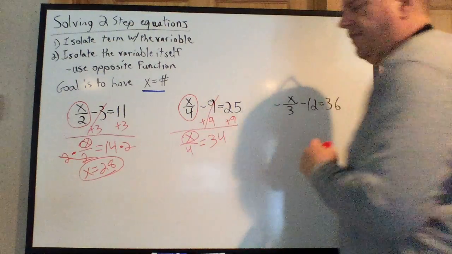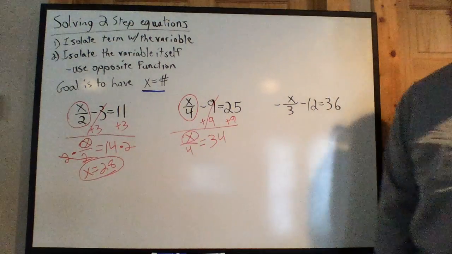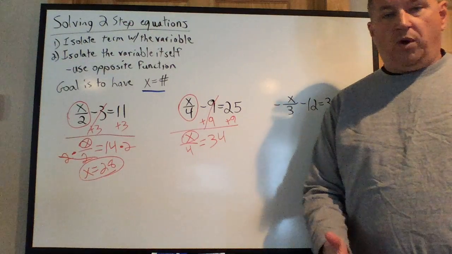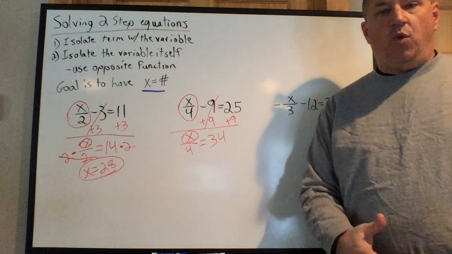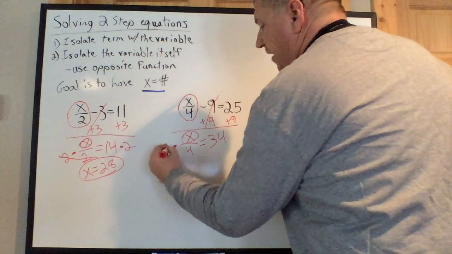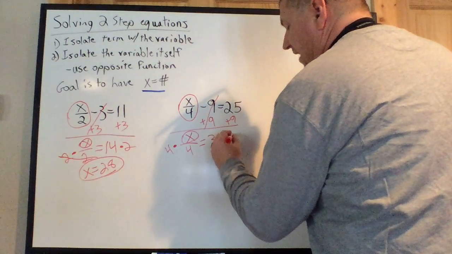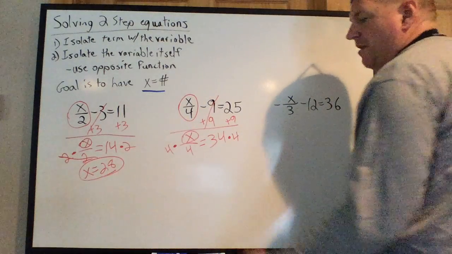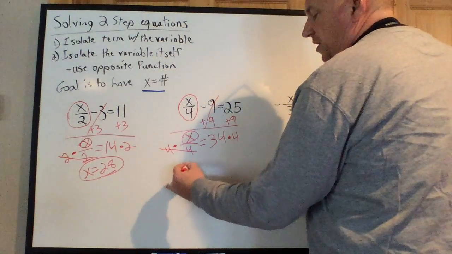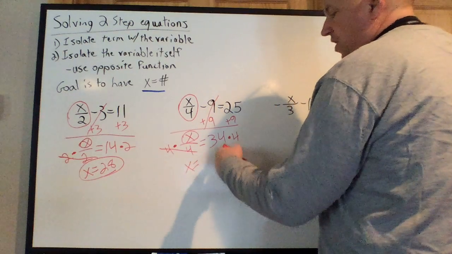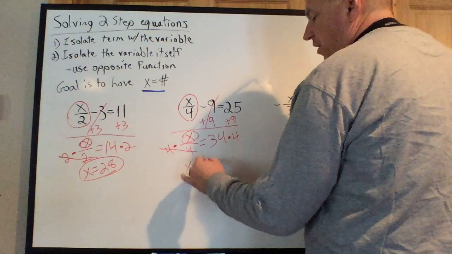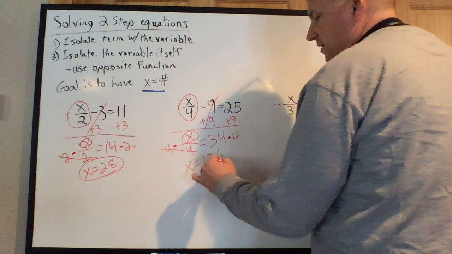There's the variable. It's in its protective shell. So what's happening to it? It's being divided by 4. So how do we undo divide by 4? We multiply by 4. So we're going to multiply by 4 on both sides. That is our opposite function with the same number. So we cross out our 4's because they cancel each other out. X equals 34 times 4, which becomes 136.